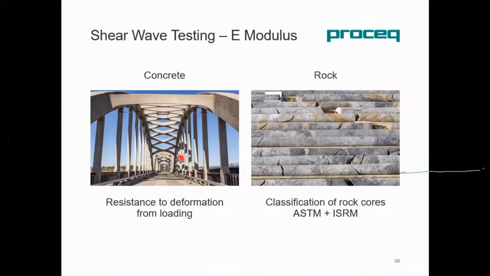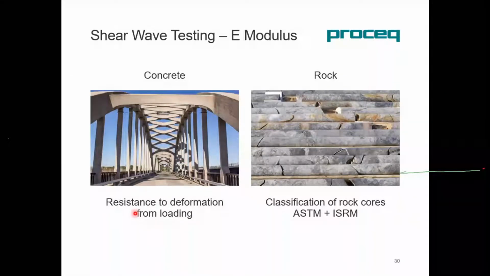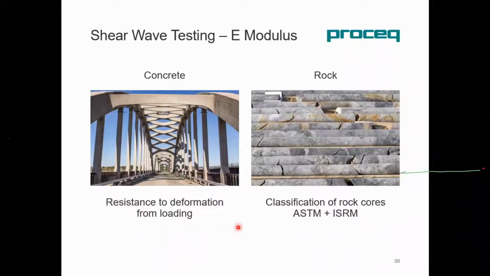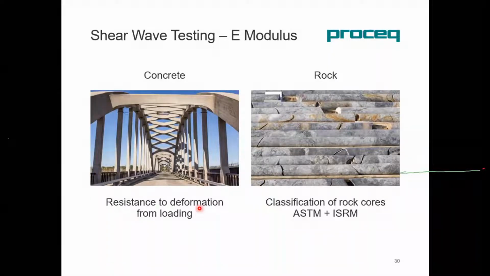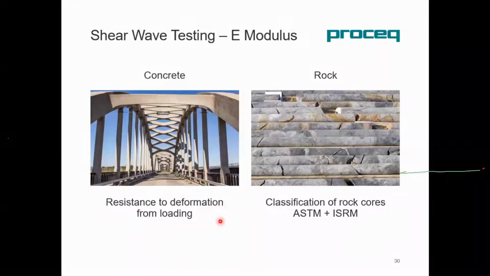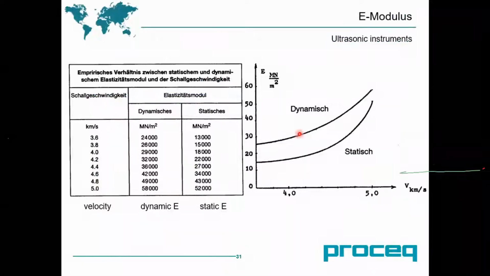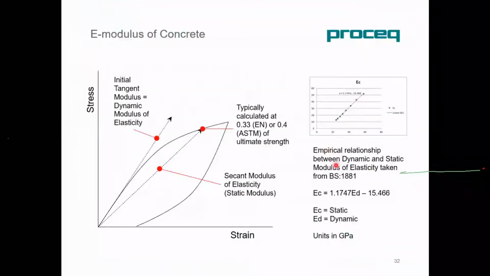Most of the time, shear wave UPV is used to measure the resistance to deformation from loading for concrete, and also for classification of rocks, for example. In UPV, we measure the dynamic E-modulus. But for concrete, normally the static E-modulus is required, and this is a time-consuming lab test. So the UPV dynamic E-modulus can be correlated to the static E-modulus. There is an empirical relationship between the dynamic and the static E-modulus given by the formula here.